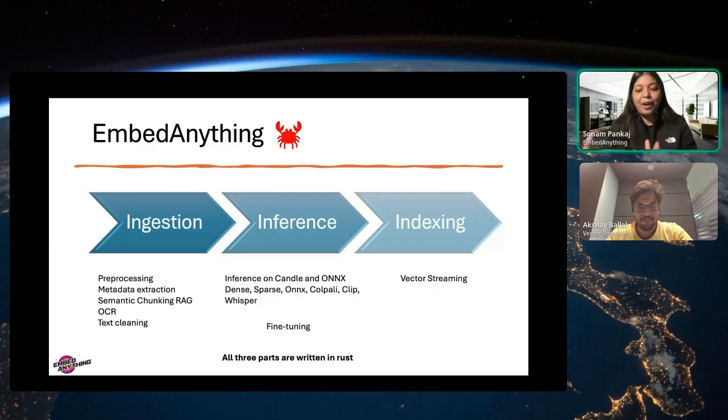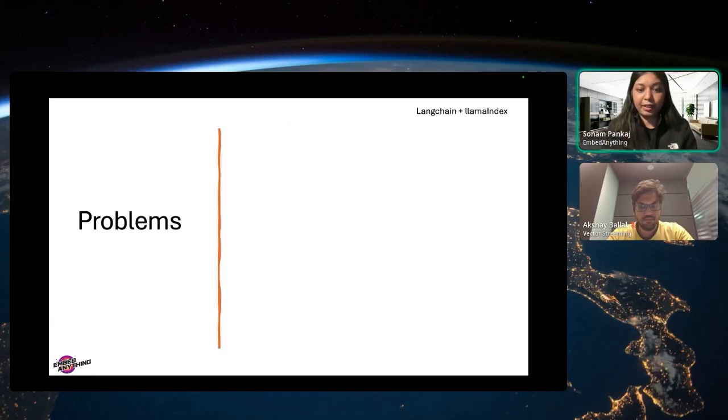And the major part of Embed Anything, that is vector streaming, we will discuss in detail today. All these three parts have been written in Rust, and one of the major goals of 2025 will be to include fine tuning in the framework. So we will discuss vector streaming in detail, that is how it works and what it is.